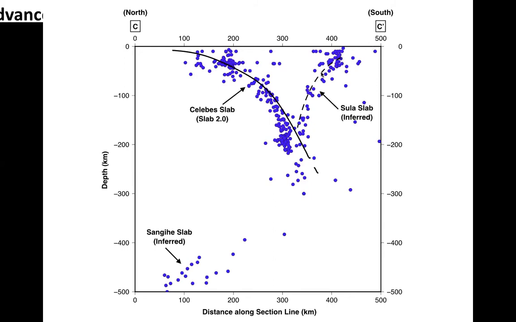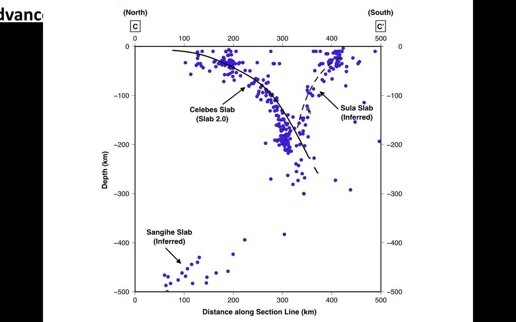And tomography evidence as well as geologic evidence on the surface indicates that the Sula slab is a remnant of older subduction that predates subduction of the Songi slab, so earlier than about 20 million years. So tomography indicates that the lower portion of the Sula slab has broken off and descended aseismically into the mantle, leaving just what's left of about 200 kilometers attached to the former subduction margin.